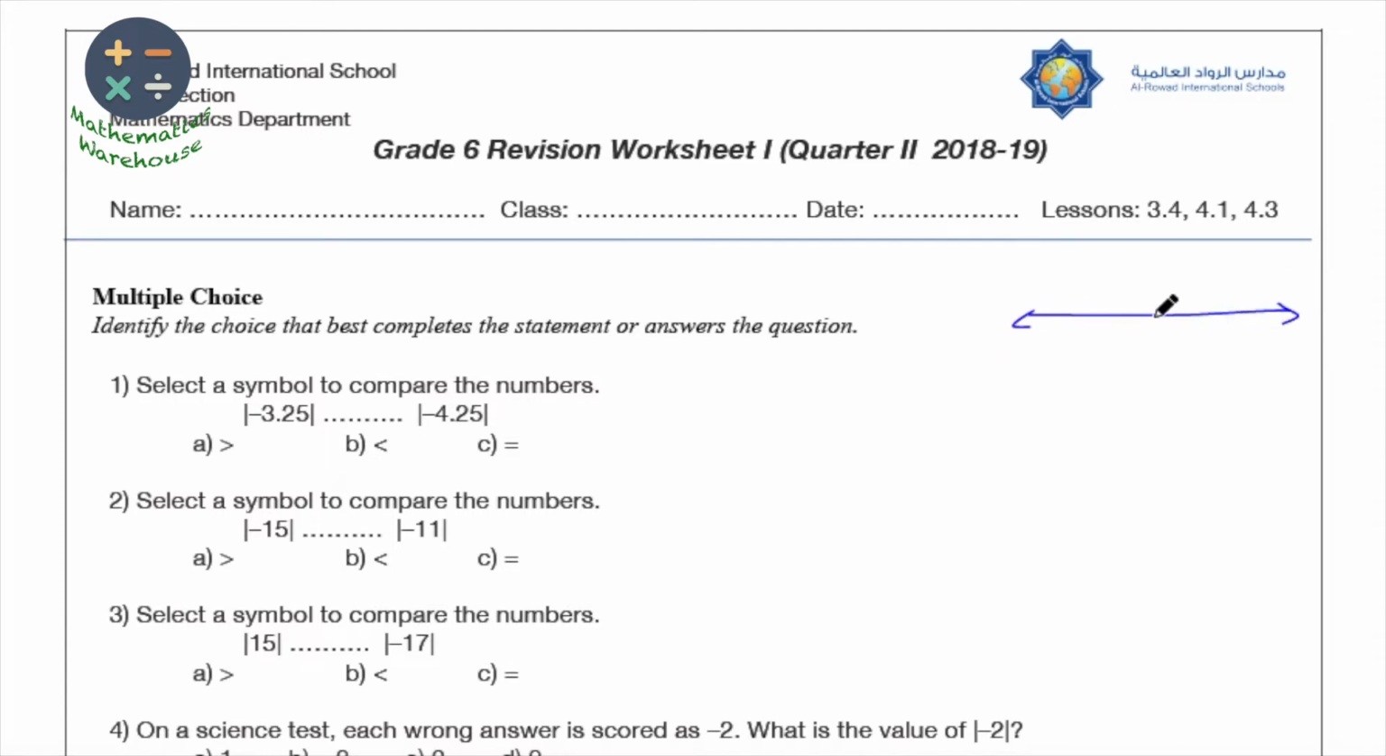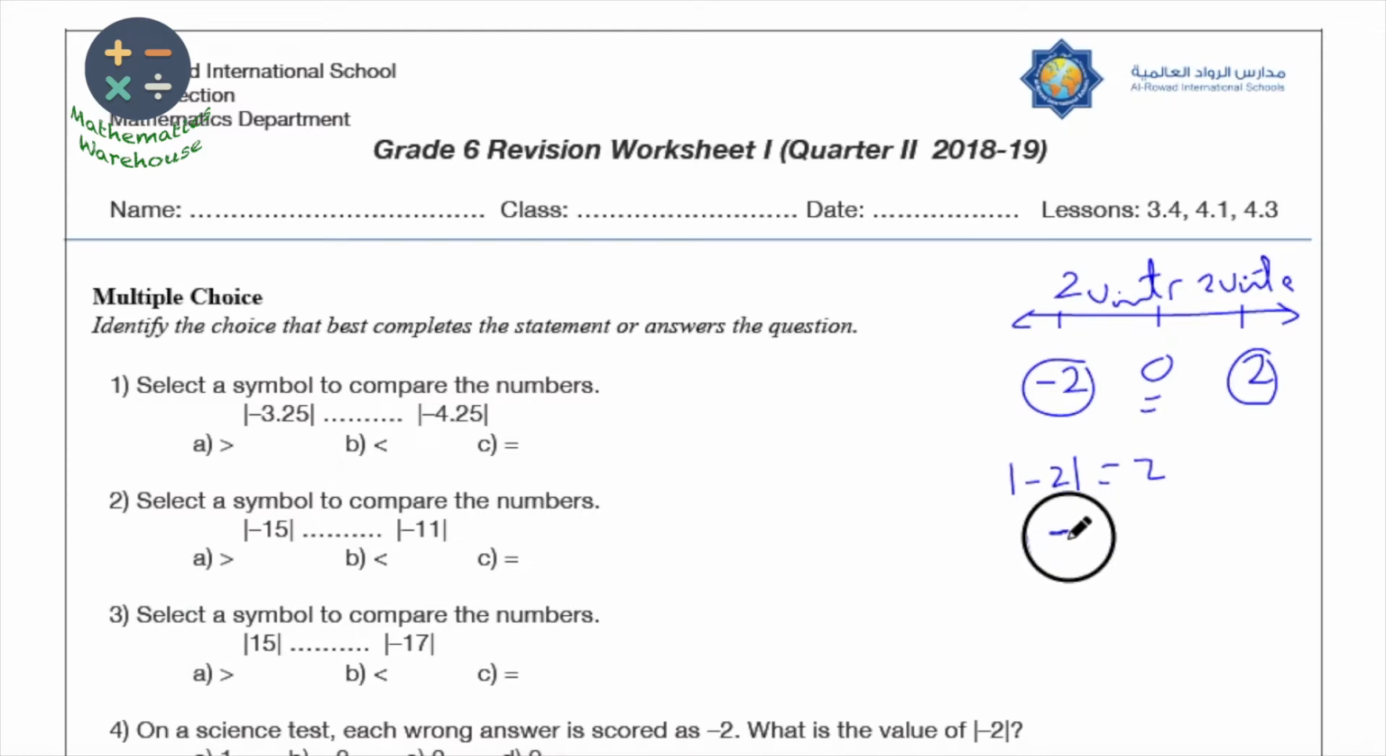Here, if we have 0, here 2, here negative 2. The distance between negative 2 and 0 is 2 units. And also, the distance between 2 and 0 is also 2 units. So now, the absolute value of negative 2 equals 2, and also the absolute value of 2 equals 2.